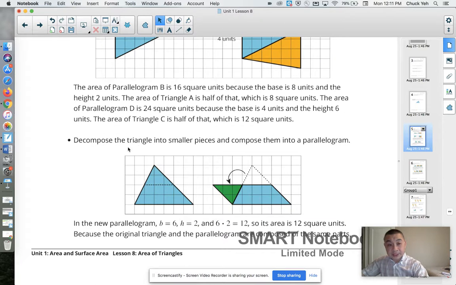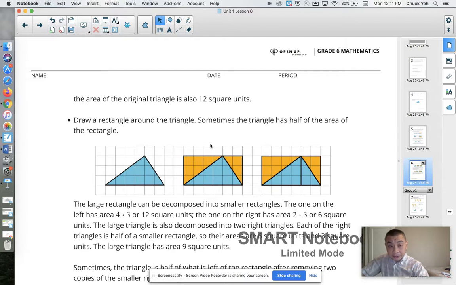The second way is we can decompose the triangle into smaller pieces. So we can literally cut this piece off here and then flip it over here, and now we have a parallelogram. The third way, which I like, it's kind of like what we just did right now, is we can draw a rectangle around the triangle. And sometimes the triangle has half of the area. Sometimes. So we can make it into a rectangle, and then it's base times height divided by 2. All right. So that's today's lesson.